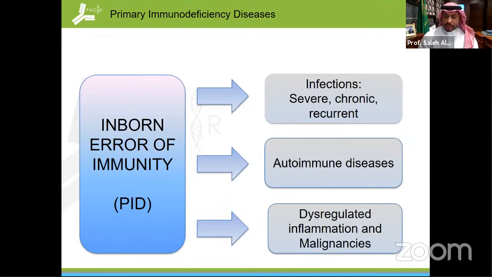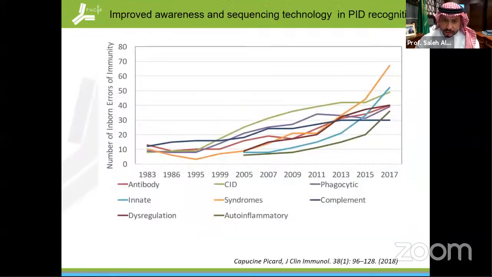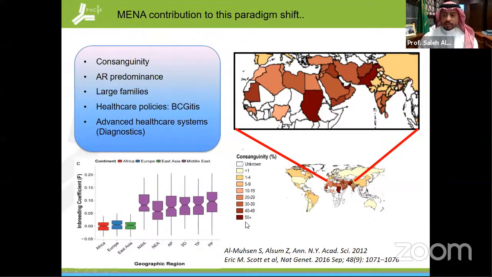I'm mentioning these three types of manifestation because most of the GI manifestations and complications arise from one of these mechanisms. Either it comes from infection or autoimmune disease, or sometimes from dysregulated inflammation that can predispose to malignancies. As Abdullah mentioned, there is clearly an increase in the prevalence and diagnosis of patients with primary immune deficiency, especially in our region, and this is across the board for all types of genetically driven primary immune deficiency. Why is it more prevalent in Saudi Arabia? Because we have a high incidence of consanguinity, reaching more than 50%.